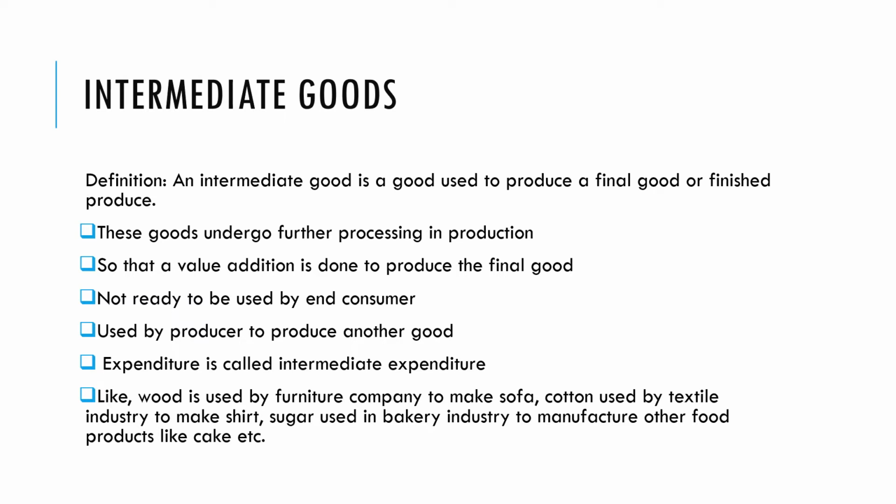Expenditure is called intermediate expenditure. Let us take an example. Wood, which is used by a furniture company to make a sofa. Cotton, which is used by the textile industry to make a shirt. Sugar, used by the bakery industry to make products like cake or bread. Here, wood, cotton and sugar are intermediate goods because they are undergoing further processing in the industry to become final goods, ready to be used by the end consumer.